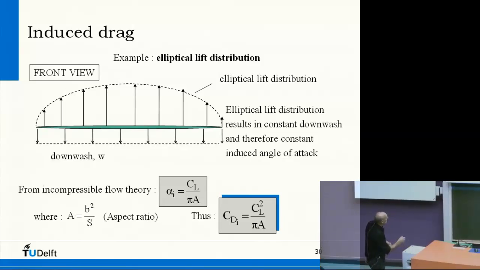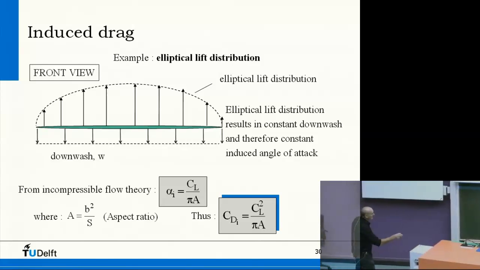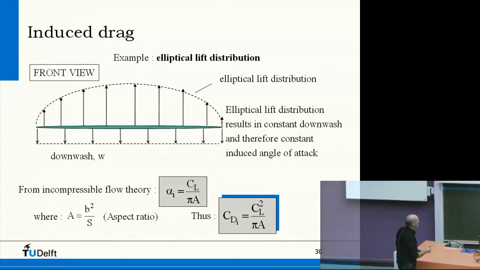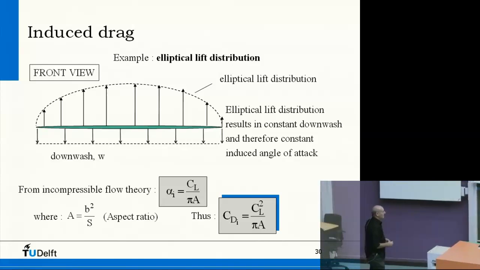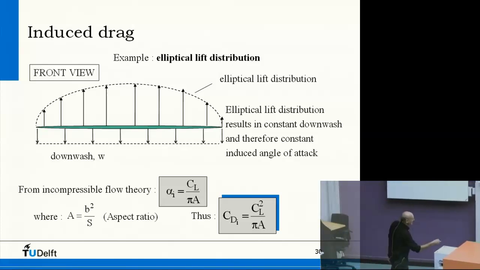From incompressible flow theory, we find this one. It's not so complex a theory, but it goes beyond this lecture. Alpha_i is CL divided by pi times A, and A is the aspect ratio of the wing, which is b squared divided by S.